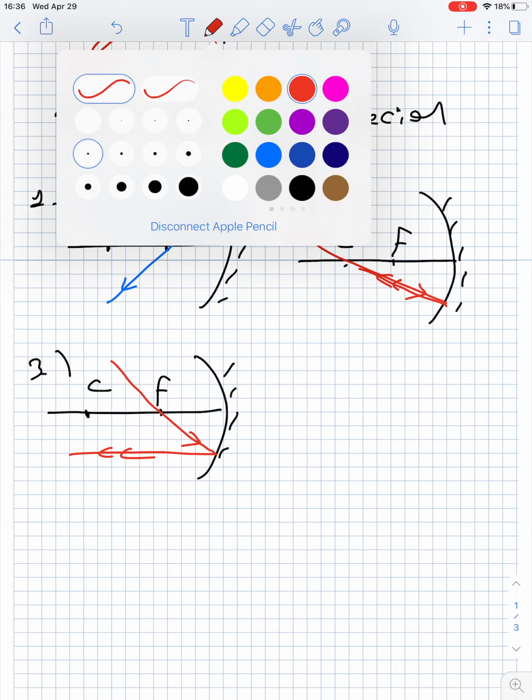Okay, how can we find the image of an object on the concave mirror? First, this is our concave mirror's principal axis. This point is the focal point and this point is the center of the concave mirror. If our object is behind the center, where is the image? For this, we always have to use two special rays.